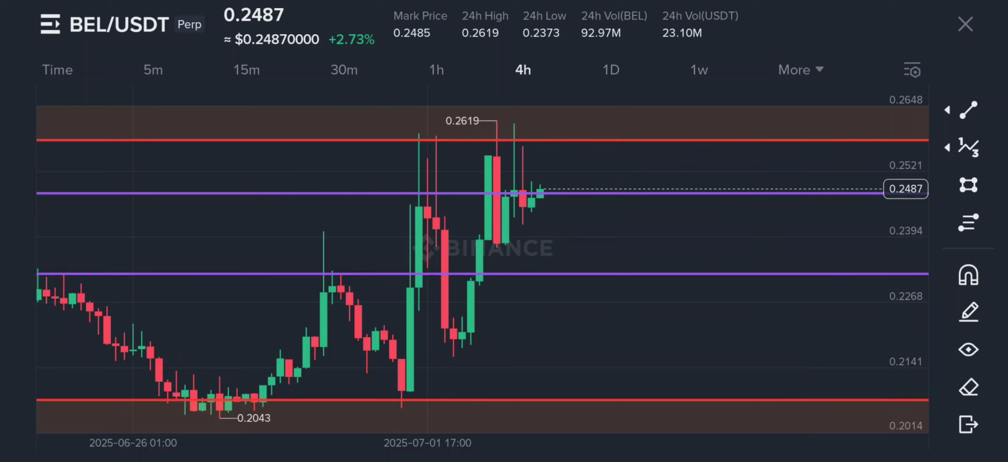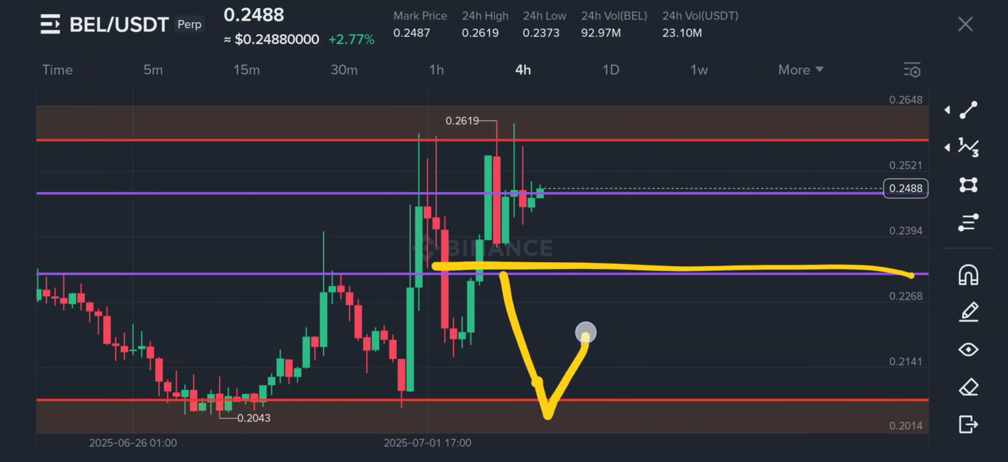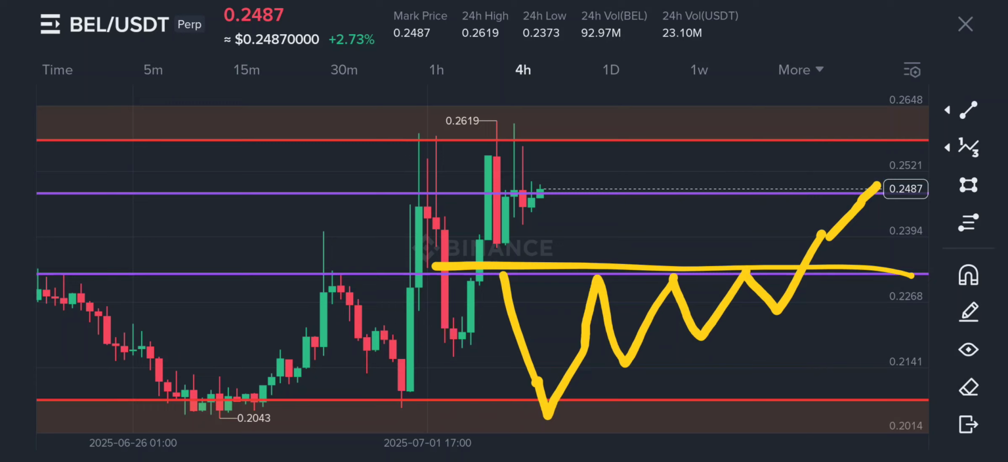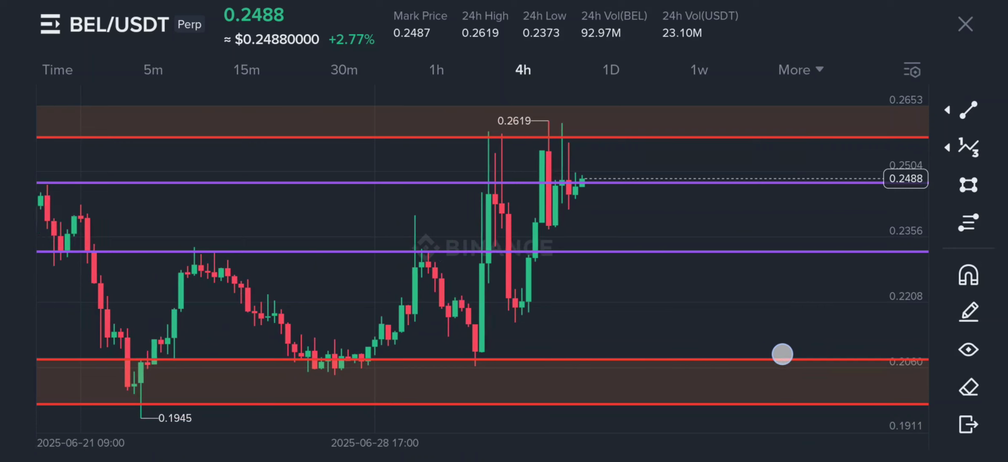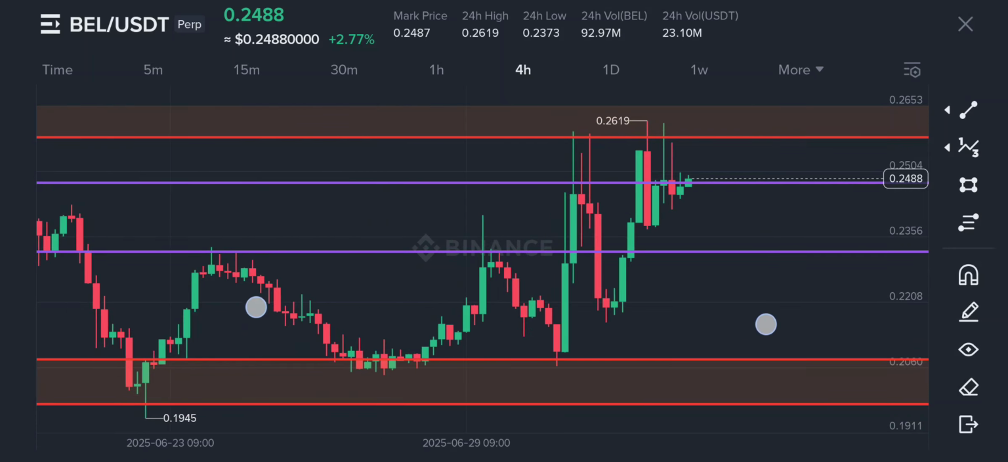Whenever you see a chart doing something like this, you come here, you come here, you see, this is a bullish continuation pattern. So I am not going to look for anything sell on this Bell right now. Since I have marked out my areas of interest, let me allow it to come into my areas of interest.